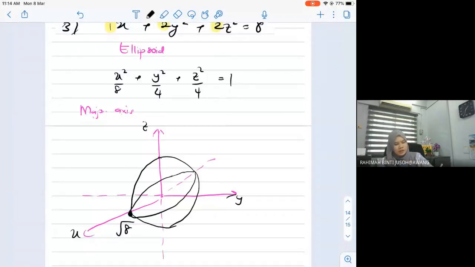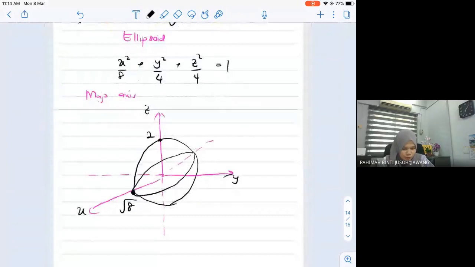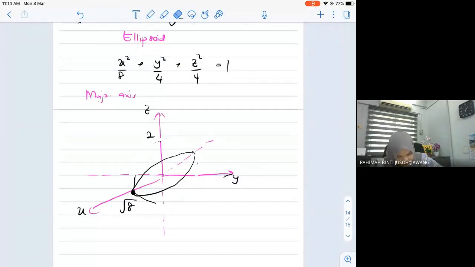Okay. Kalau nak plot Z boleh lah. Z equals to 2. Kan? Tapi tak cukup. Tak cukup bulat. Sekejap saya padam bagi cantik sikit. Tak cukup bulat, tak cukup elips. Dia sepatutnya lepis sikit. Macam ni. Just like a rugby ball. Macam tu.